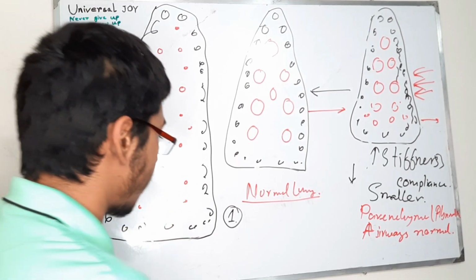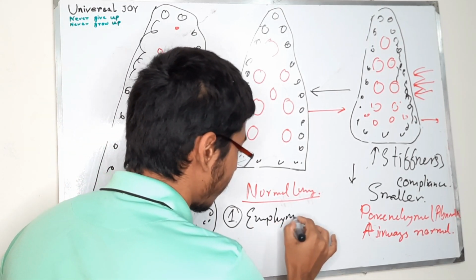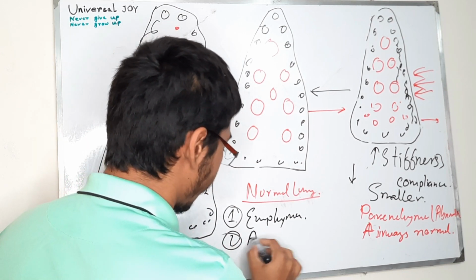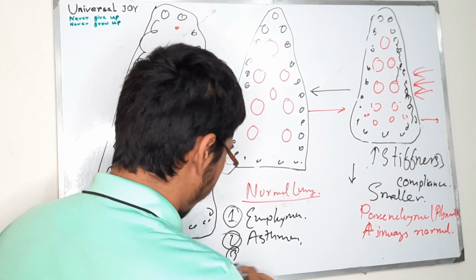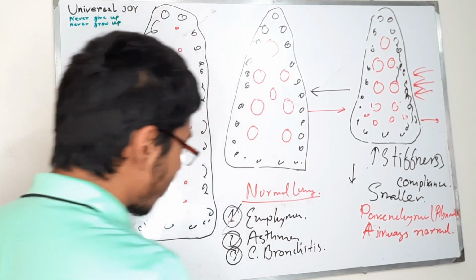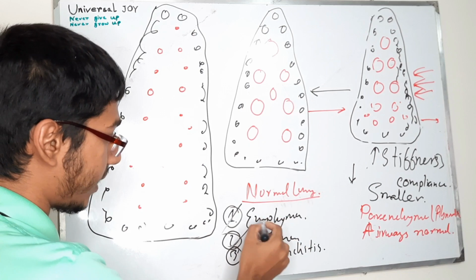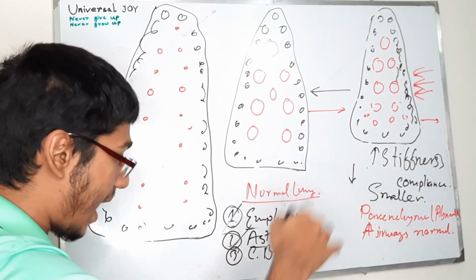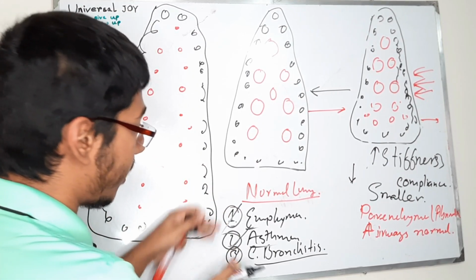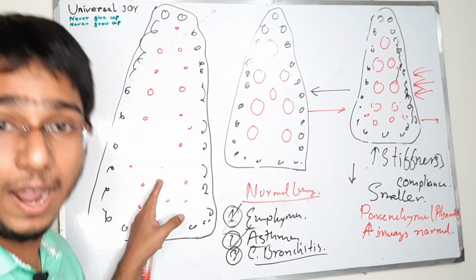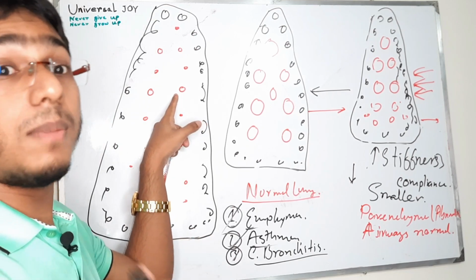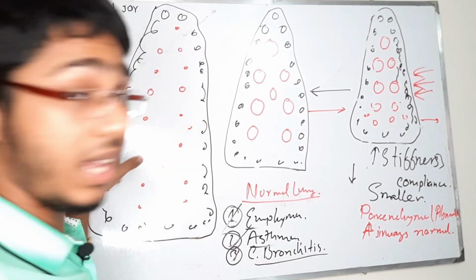What are those diseases? First of all, emphysema, which is classically well defined. The second one is asthma, and the third one is chronic bronchitis. These are the main three diseases which carry this obstructive lung. That means these are the three places where there will be constriction of the airways. The problem will be associated with the airways, not with the parenchymal cells.